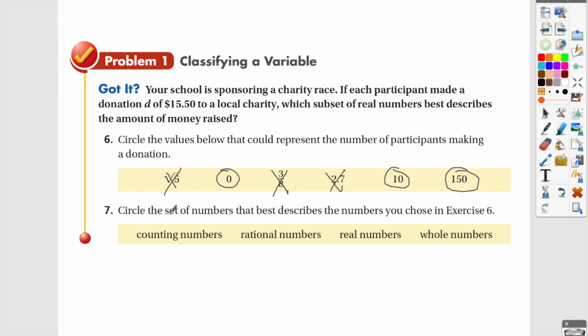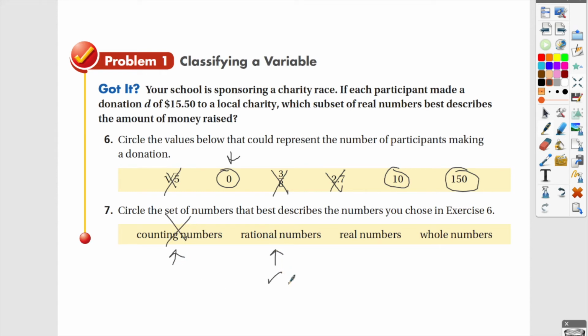Right? Circle the set of numbers that best describes the numbers you chose in exercise 6. What are these numbers that we chose? Are they counting numbers? Well, yeah, I mean, they are counting numbers, except for there's one major problem. We have 0, so we know that we probably shouldn't select counting numbers. Are these rational numbers?